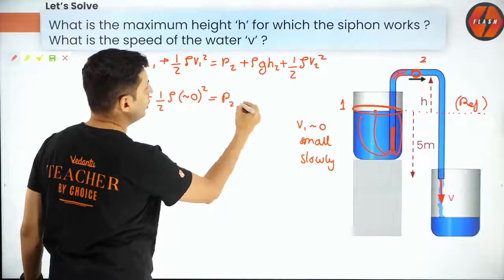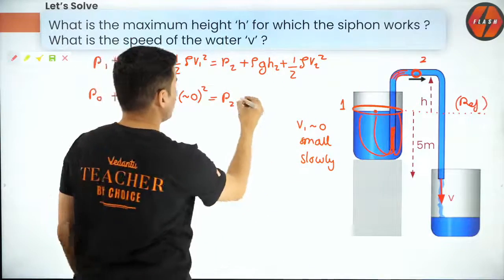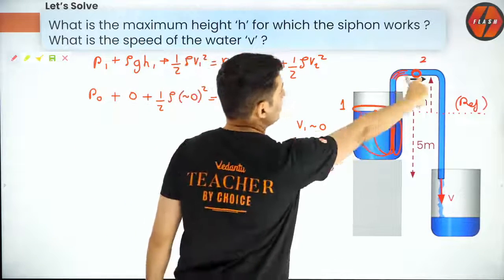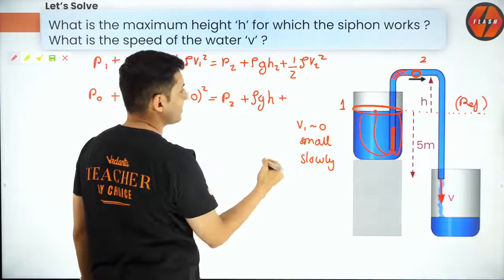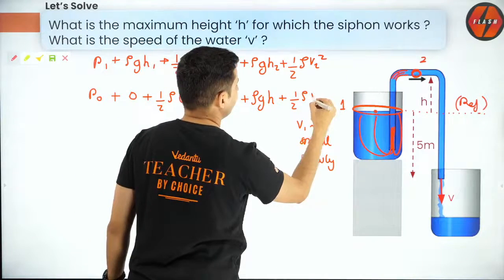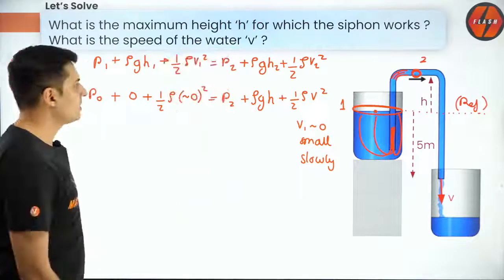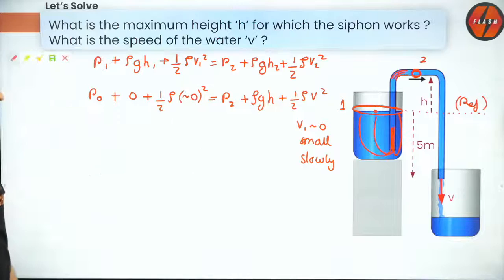P2, I do not know what is the pressure at this point because it is not open to the atmosphere, plus rho g h2. H2 is nothing but h. So rho g h plus half rho v square. This is what I got. I hope everybody is able to understand this point.